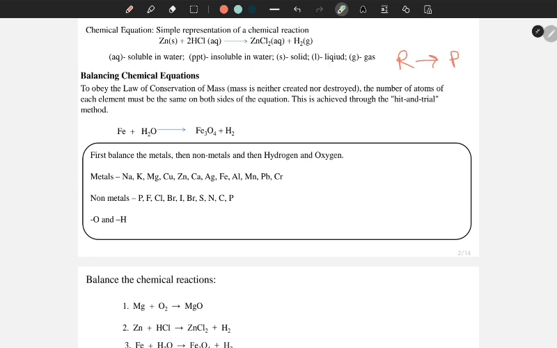And this is achieved through the hit and trial method. The method that is mentioned in the NCERT book is the hit and trial method, but we will follow a simpler way of balancing a chemical equation. I will show you that.